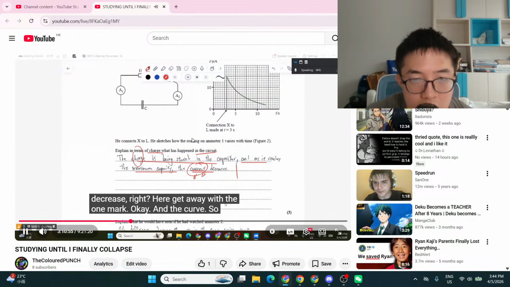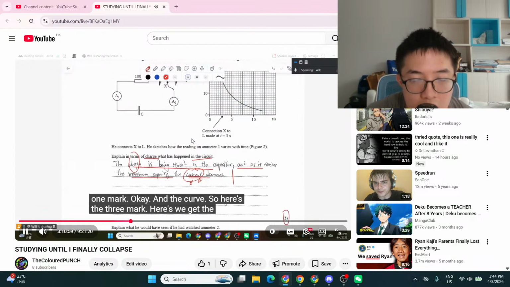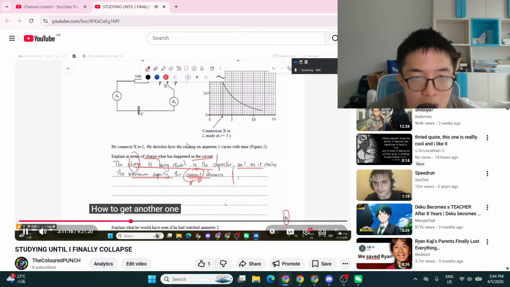Okay. And the curve. So here's the 3 marks. Here we get the 1 mark, and the energy store gets the 1 mark. But there is another 1 mark we don't get. Think about how to get another 1 mark. Another 1 mark refers to what? Maybe the shape, right? Maybe the shape of the graph, right?